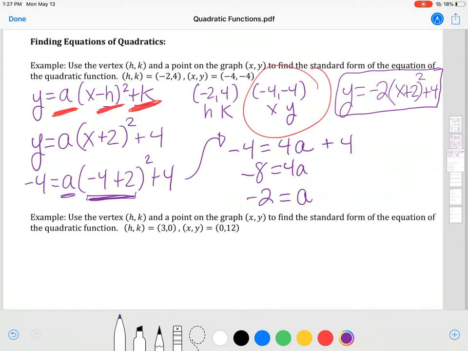So just to recap real quick, they gave us the h and the k. We need 3 things to put it in standard form. We said we need the a, the h, and the k. They gave us the h and the k. We plugged that in, and then we used the extra point they gave us to solve for a. Once we had a, we had all 3 pieces, and we can write down our final answer.